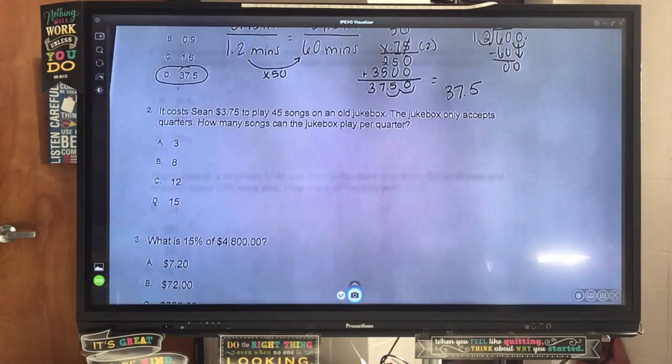It cost Sean $3.75 to play 45 songs on an old jukebox. The jukebox only accepts quarters. How many songs can the jukebox play per quarter? All right, what is important in this question?